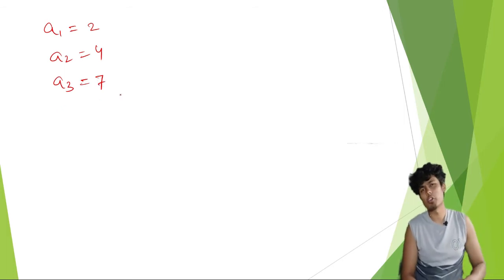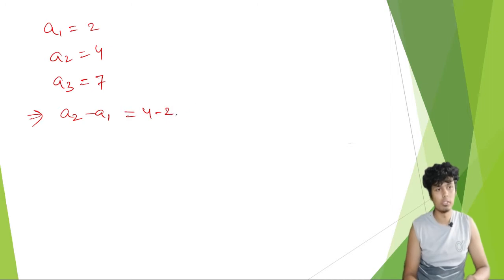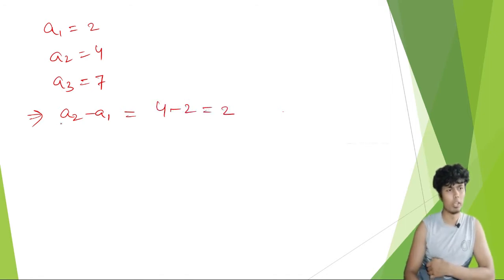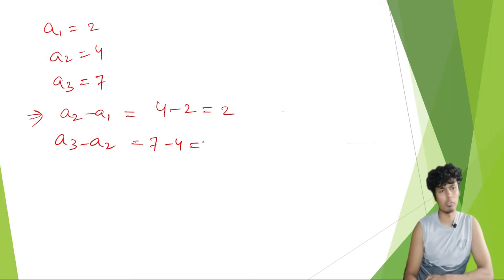And you can keep finding a4, a5, a6, but let's not, because we need to find only the value of d. So a2 minus a1 is equal to 4 minus 2, or we can write a3 minus a2, which is 7 minus 4. Let us find this: a2 minus a1, 4 minus 2, it is 2, or a3 minus a2, 7 minus 4.